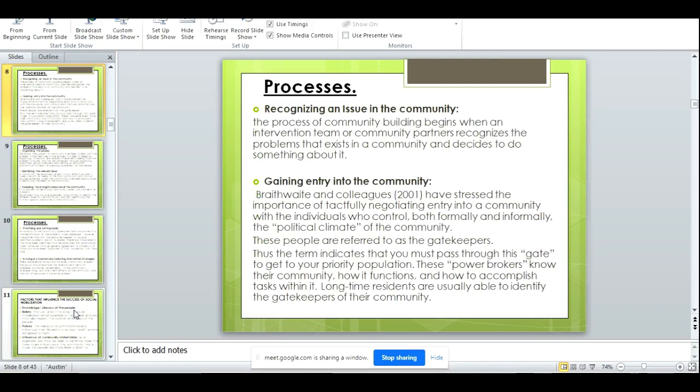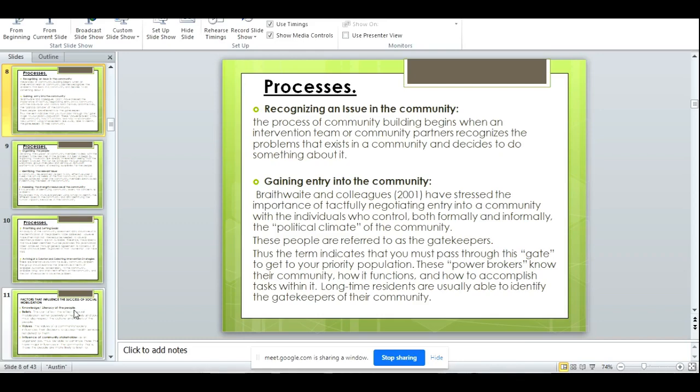So the first point is recognizing an issue in the community. The process of community building begins when an intervention team or community partners recognize the problem that exists in a community and decide to do something about it. So that is the first process. Then you come to the community, you want to do something about it now. Coming into the community, you have to gain entry into the community.